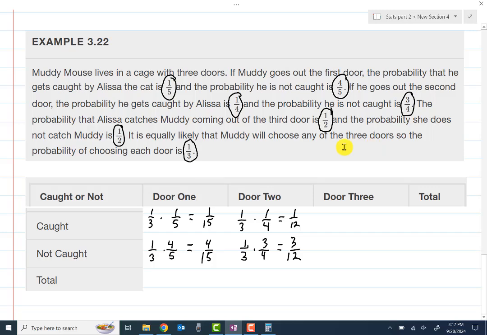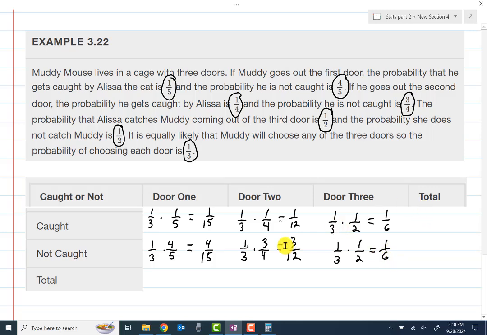Finally, let's take a look at what happens with door 3, 1/2. That means the probability that she doesn't get caught is also 1/2. So we're going to have 1/3 times 1/2 will equal 1/6. And then it's the exact same thing for the other one.